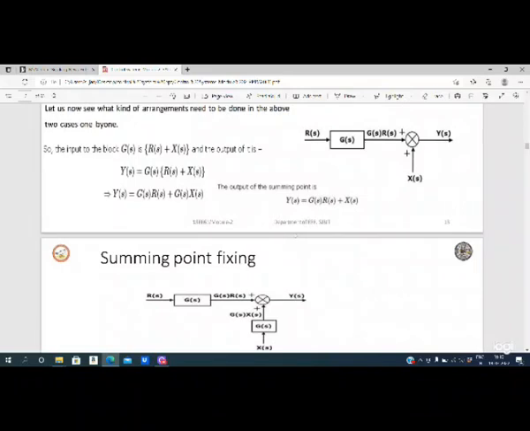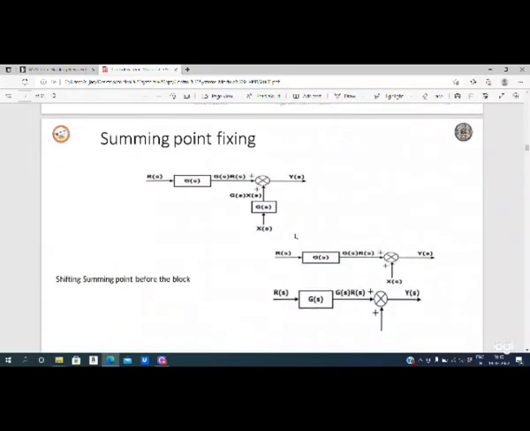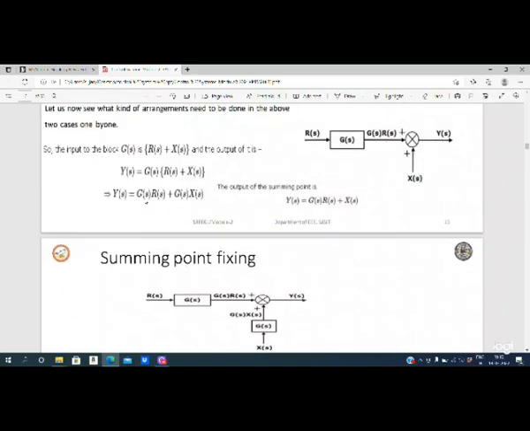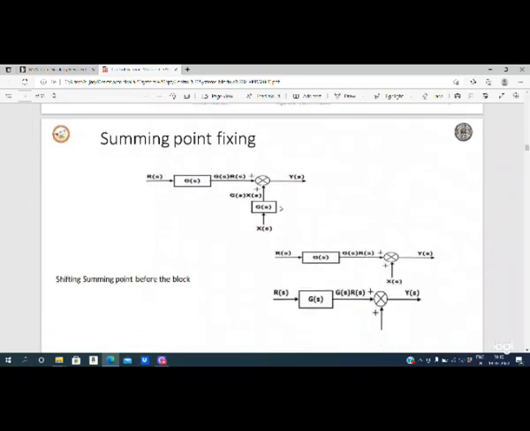Once you go through the shifting of the summing point after the block, you are going to get it like this. See here, R of S into G of S plus G of S into X of S is Y of S. After shifting also, the output equation doesn't alter. So we need to introduce one G of S here in order not to alter the output equation.